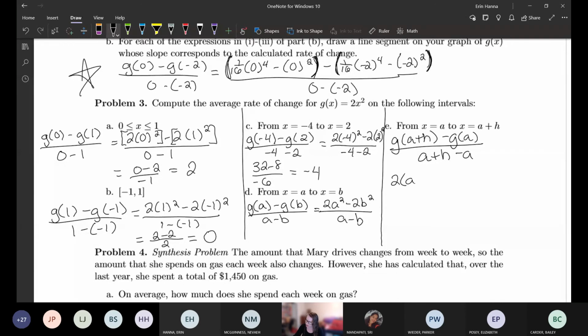So here we'd have 2 times a plus h all squared minus 2a squared all over. Now notice in the denominator how we have a plus h and then minus a. So the a's would actually cancel each other out and you would just get h. Now you could do a bit more simplification on that. If you expanded out the numerator, the 2a squareds would actually cancel out, and we could do a bit more simplification here. But I'm going to stop because it's not necessary at this point.